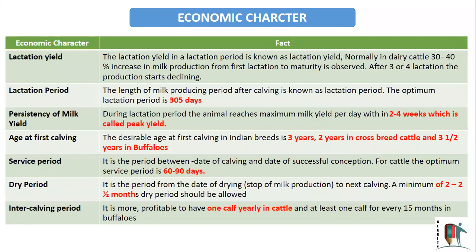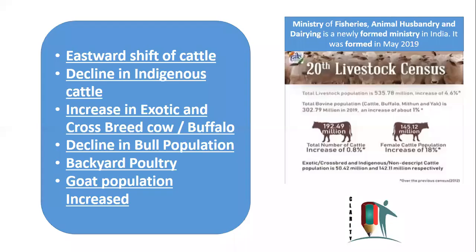Age at first calving is 3 years, 2 years and 3.5 years in crossbred and buffalo. Very important, age of calving. Okay. Service period 60 to 90 days. Dry period 2 to 2.5 months. So these data are all important. You must go through these data.